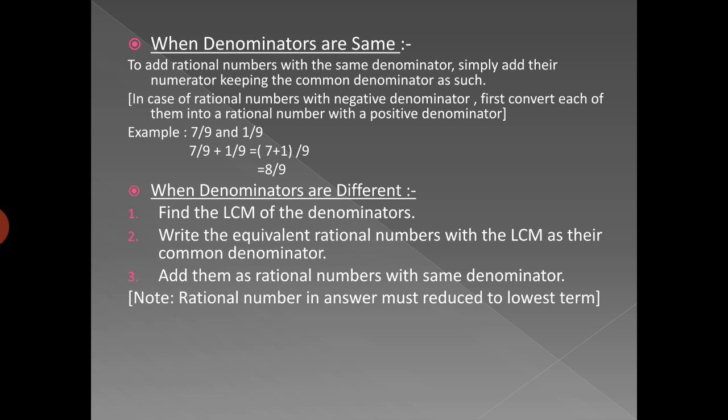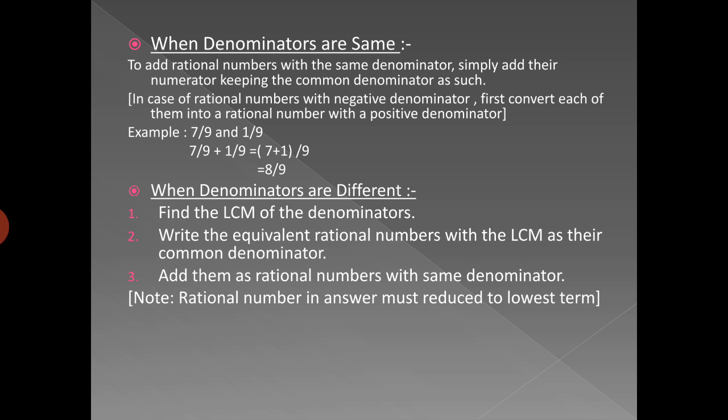You have to keep one thing in your mind, that in case of a rational number with a negative denominator, first convert each of them into a rational number with a positive denominator. We discussed this in the standard form also, the denominator is never negative. So if we have a negative denominator, then just make it positive. How? By multiplying the denominator and numerator by -1.